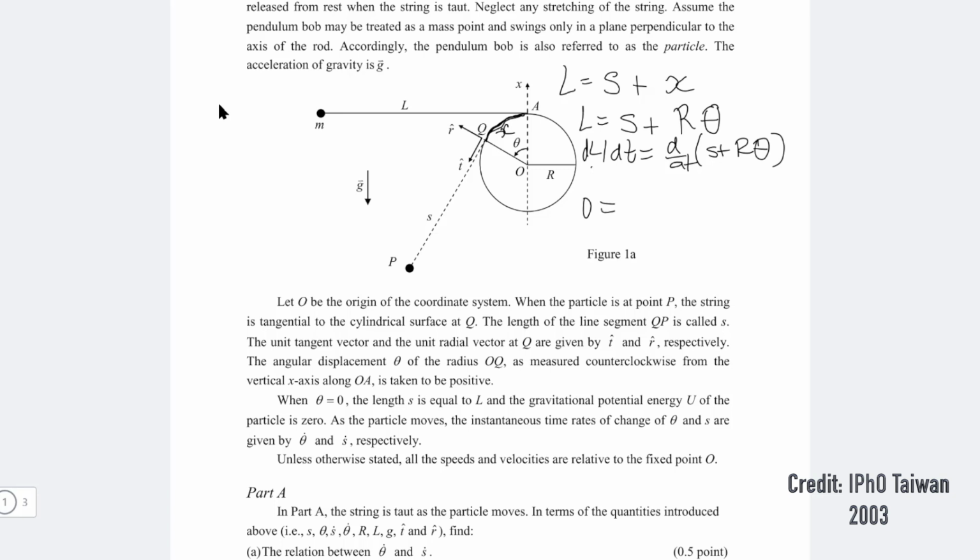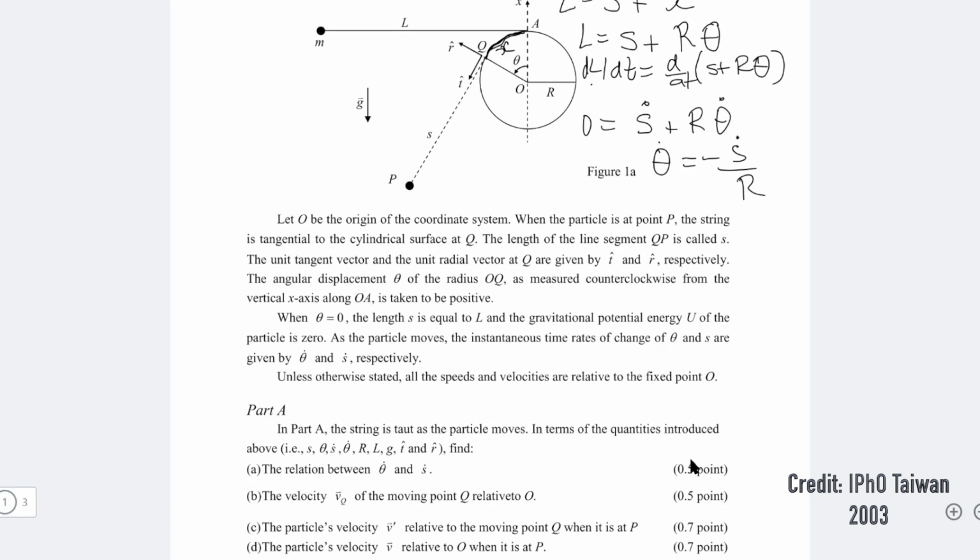I'm just going to switch notations here. I am going to say that the derivative with respect to time of S is just going to be S dot plus the radius is a constant, R, and then theta dot. Theta dot will just be given by minus S dot divided by r. And this was only half a point in the International Physics Olympiad. So part B, the velocity vq of the moving point q relative to the origin.